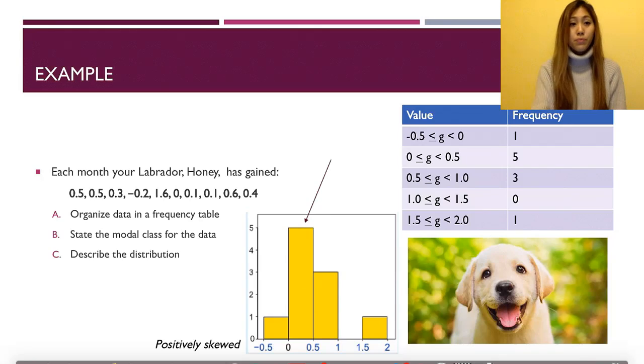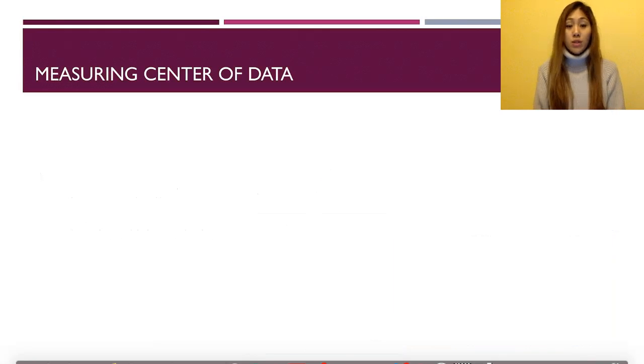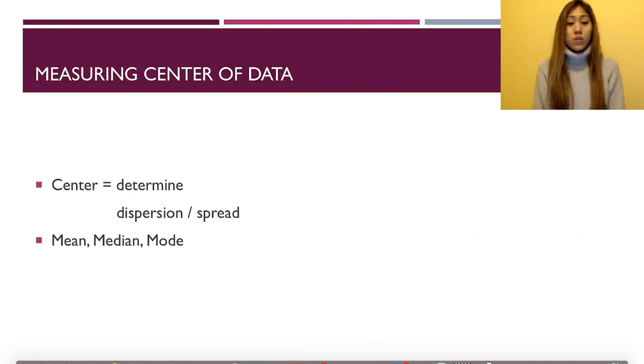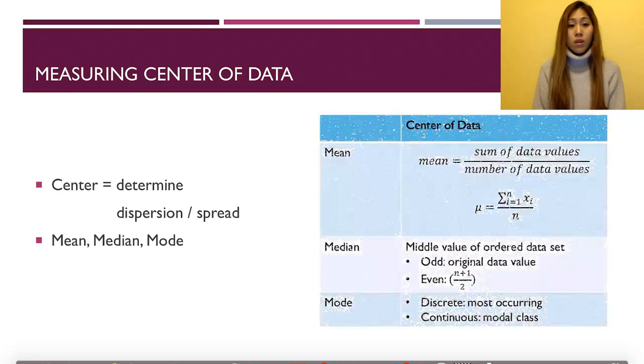There are a few ways we can measure the center of data. Center of data is just the dispersion or the spread. So in order for us to find that out, we can use 3 ways: mean, median, and mode. Mean, as you guys should know, is the average, which is the sum of data values over the number of data values. So this can be represented by variables.